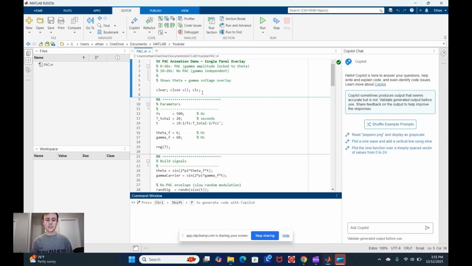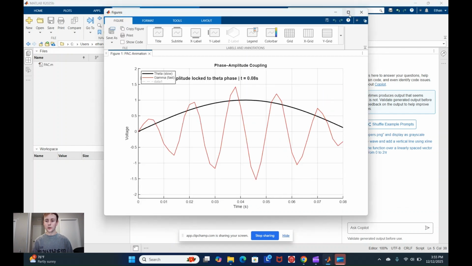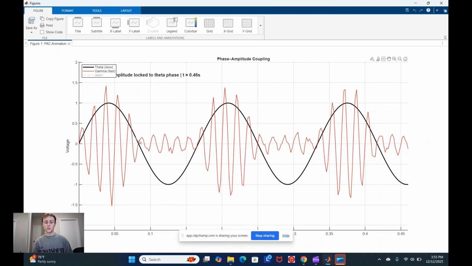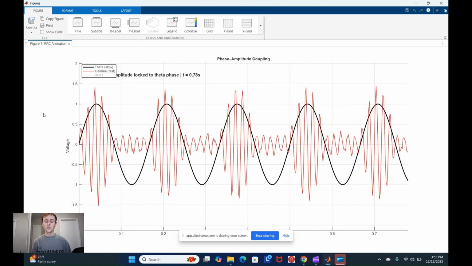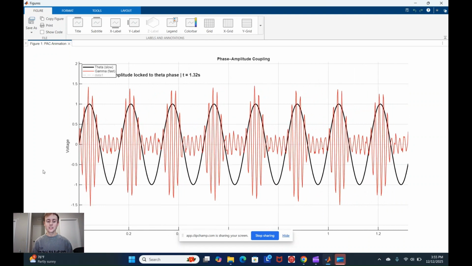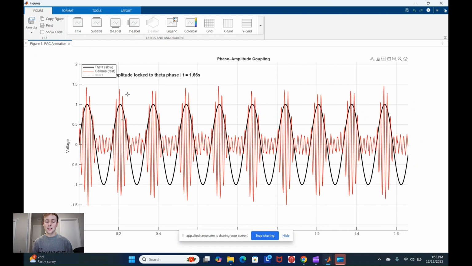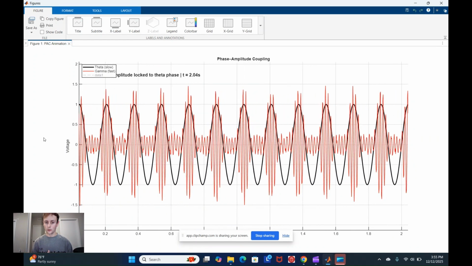This script gives you an animation of phase amplitude coupling. I'm going to get it running and then explain while it is going. We can see here we have two signals. In red, we have our gamma signal, which is bandpassed at a higher frequency, so we see it going up and down more often. And in black, we have our theta signal, which is bandpassed at a slower frequency.